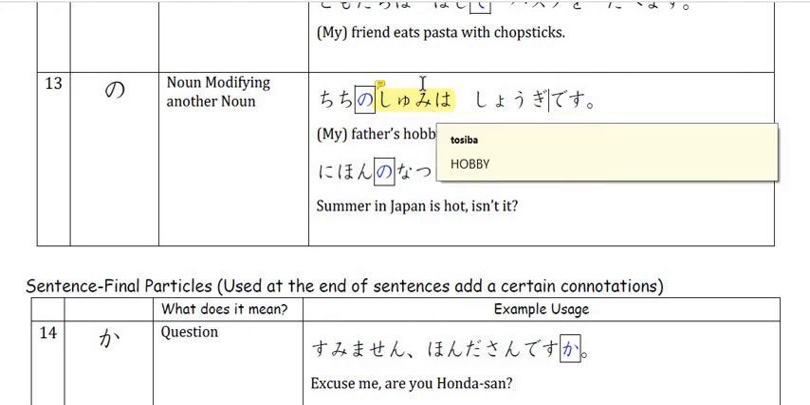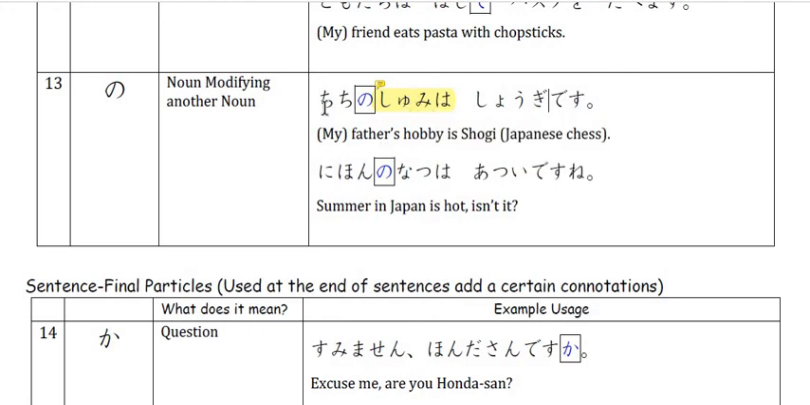So possession is like this is mine, this is mine. So over here, this hobby is whose? It's of the dad, right? So dad's apostrophe s. So this no stands for apostrophe s. So dad's hobby is to play shogi. Okay. So 父の趣味は将棋です。So summer in Japan is hot. Okay. Summer in Japan is hot, isn't it? So it's a question tag, and as I have not explained yet, I will explain to you what is the question tag in Japanese.